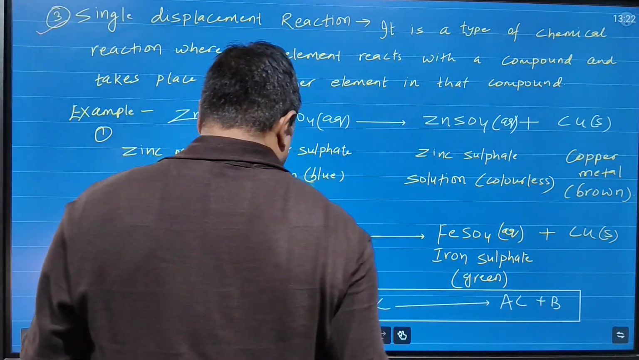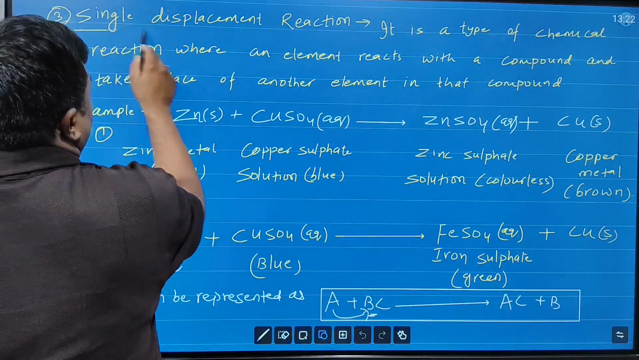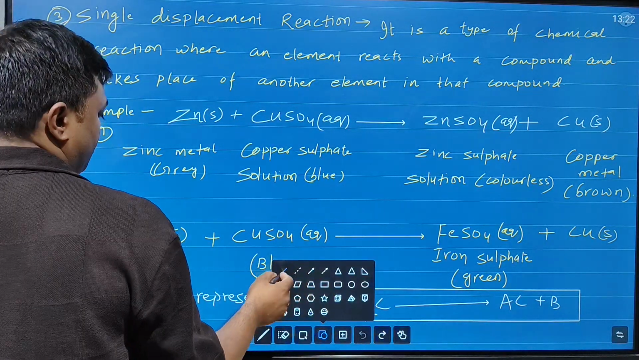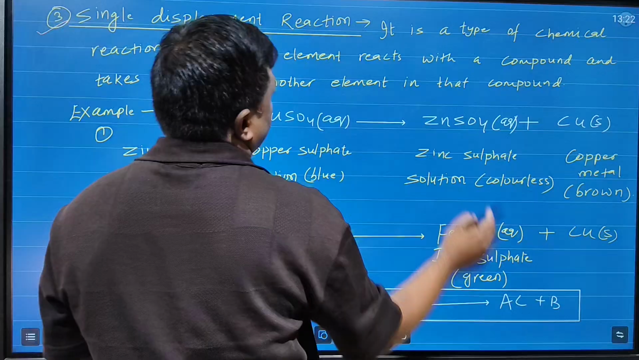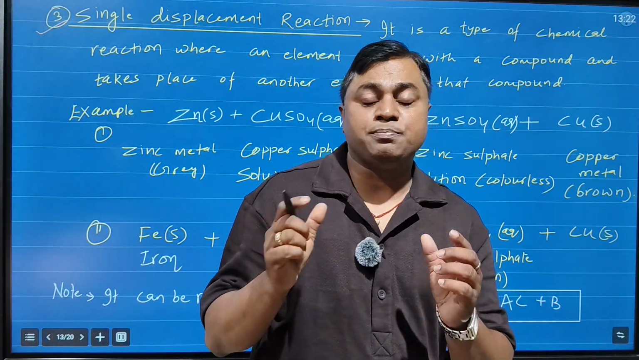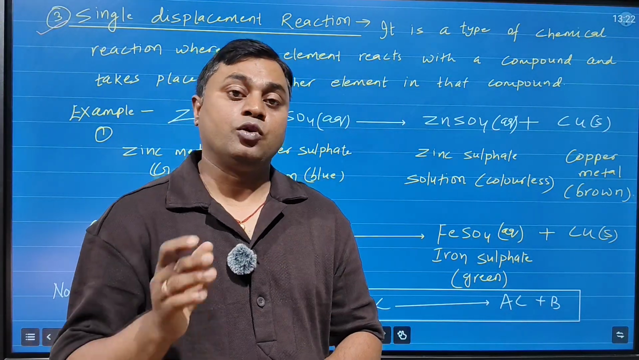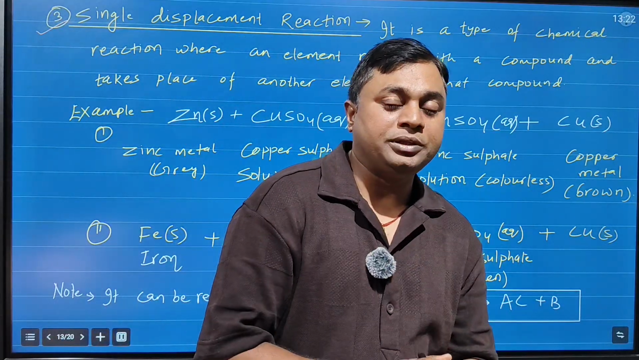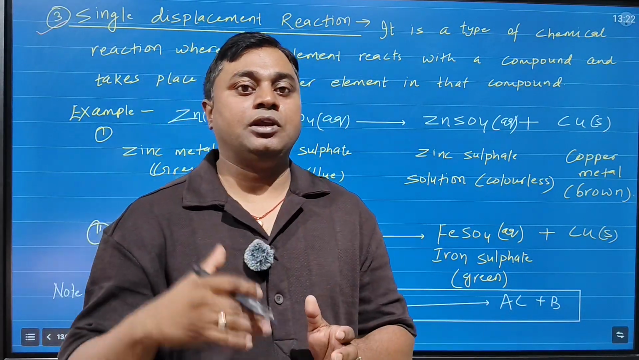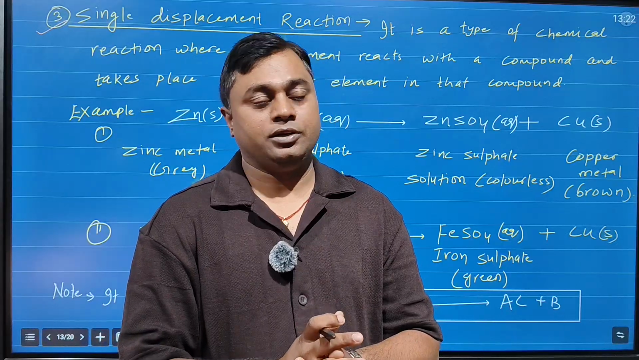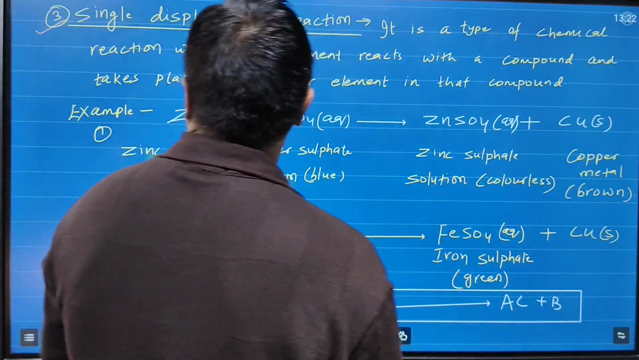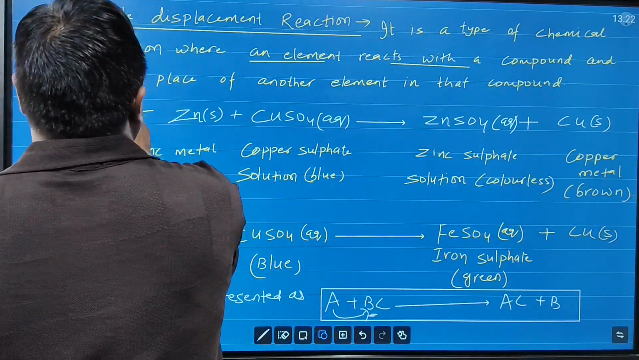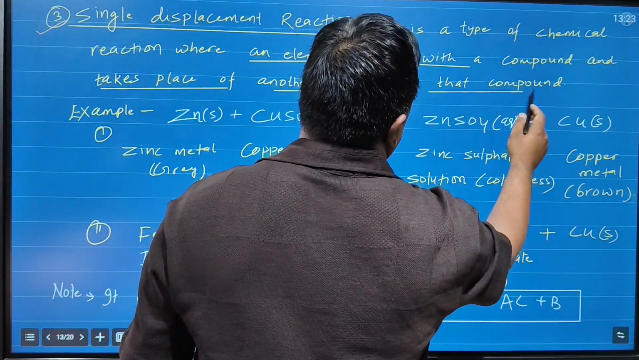Now, let's talk about single displacement reaction. It is a type of reaction in which a more reactive element displaces a less reactive element from its salt solution. So the condition should be there. Generally, a more reactive element will displace a less reactive element. See the definition: it is a type of chemical reaction where an element reacts with a compound and takes the place of another element in that compound.